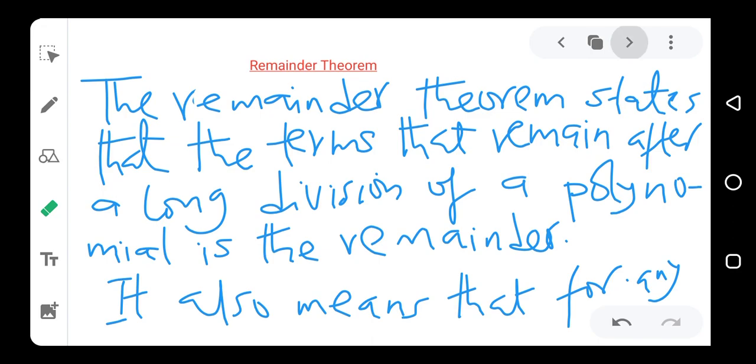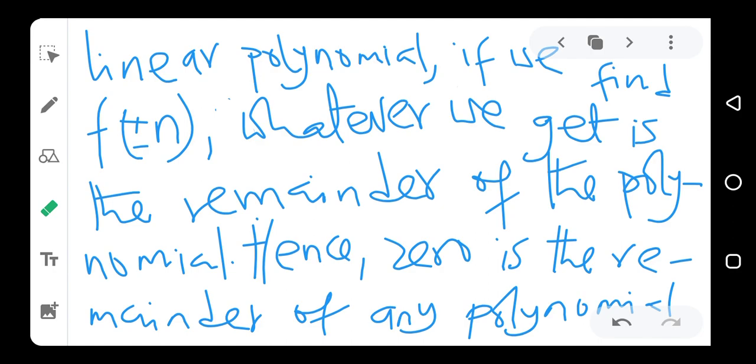So we can verify if a number is actually a factor or not a factor of a polynomial by inserting the term into the polynomial. If it gives us 0, it means that it is a factor of the polynomial. If it does not give us 0, it means that there is a remainder, and whatever you have there is the remainder of that polynomial.